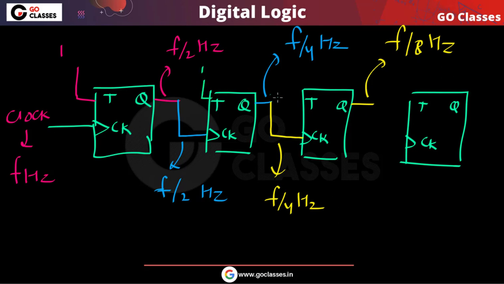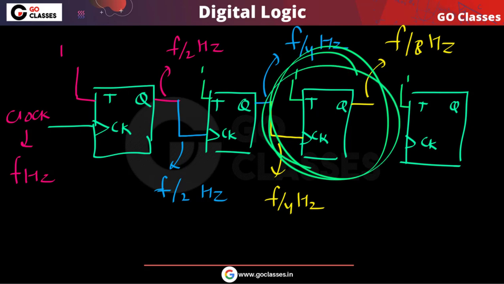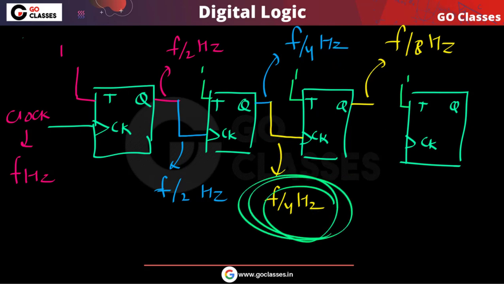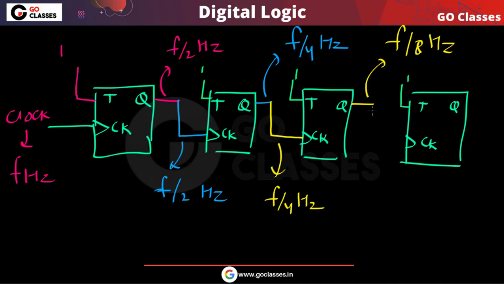So let's assume this is connected to 1, this is also connected to 1, and this is also connected to 1, because you already know that this is the divide by 2 circuit. This circuit will divide the frequency by 2. So if the input frequency is f by 4, then the output frequency will be f by 8.